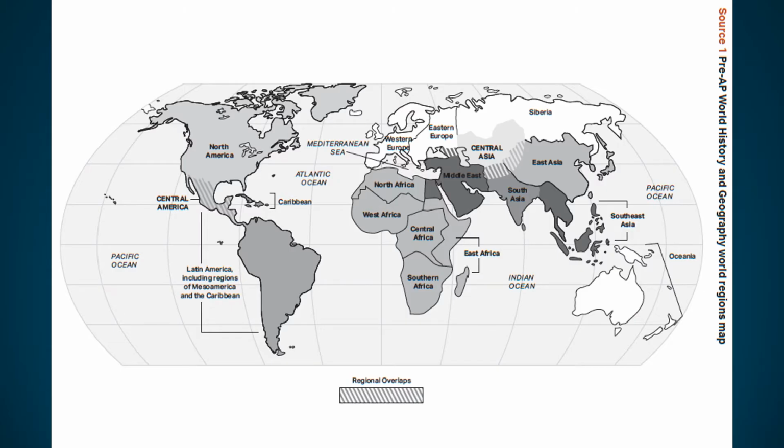The first map, like I said, we've seen this one before. This is our pre-AP World History and Geography World Regions map. This is source one. So take a moment, pause the video, and while you're looking at this map, fill out the entire box for source one.